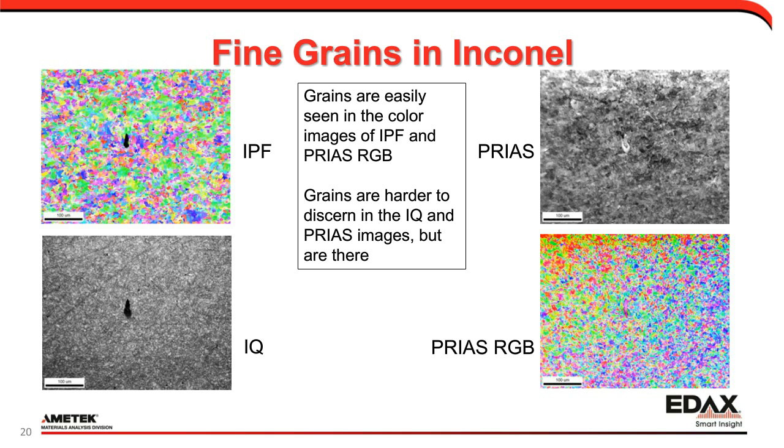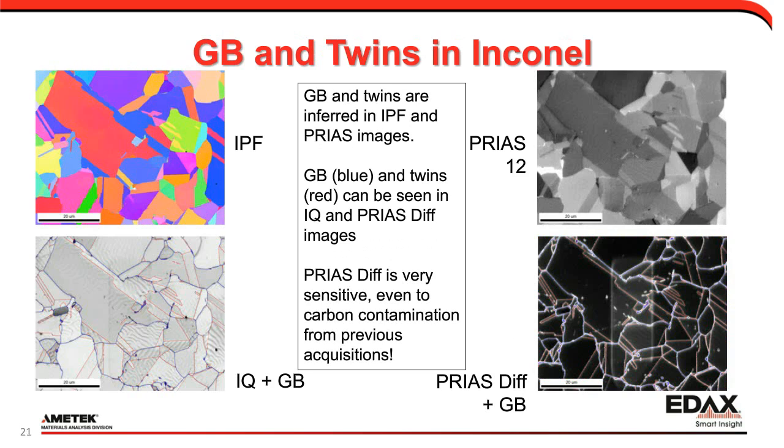Twins are visible in materials when a reflection occurs along specific crystallographic planes in a crystal. They are very evident in IPF as planar boundaries between grains. In cubic materials, they occur at 60-degree misorientation and are colored red in these boundary images. The PRIAS and differential images clearly show and coordinate with the boundaries shown in the grain boundary maps.